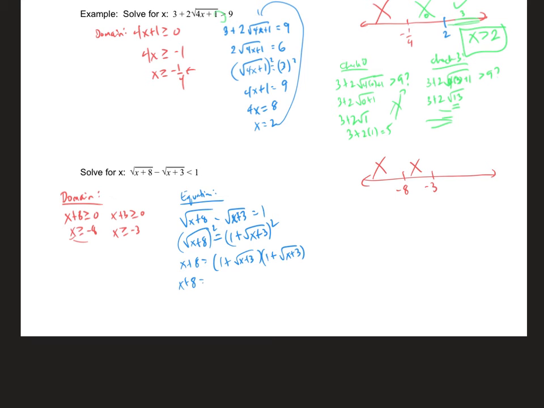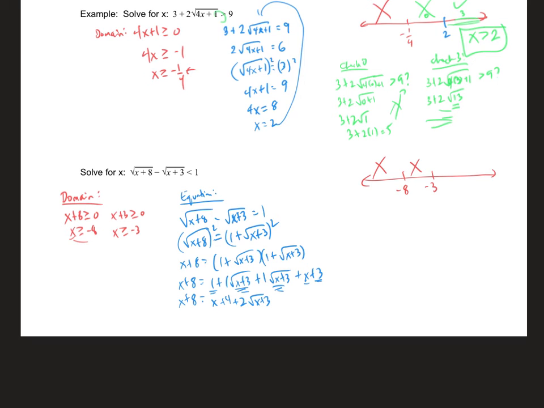So I'm going to multiply that by FOILing. So I would get 1 plus 1 times the square root of x plus 3, and another one of those 1s times the square root of x plus 3, and the square root of x plus 3 times the square root of x plus 3 is x plus 3. I combine like terms. So I've got an x, I've got a 1 and a 3, and then I've got this square root and another one of those square roots.